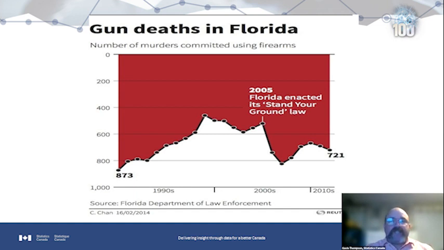This is the one that upsets me. So this one is very upsetting. So this is the number of gun deaths in Florida. It's the number of murders committed using firearms. And we see at the bottom, it goes from the 1990s through to the early 2010s. We see this dramatic rise in the late 90s, and then this huge drop off after 2005 when Florida enacts its stand your ground law. So it looks like there's this huge drop.